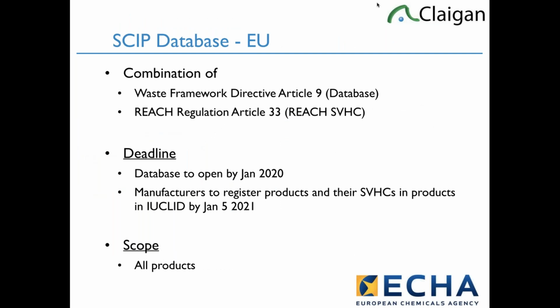So back to the SCIP database, the big thing coming up. The database is supposed to be open in January, probably February is more likely, but not that late. And then you have to register any of your products that have an SVHC in any component above 0.1% by weight in it by Jan 5th, 2021.